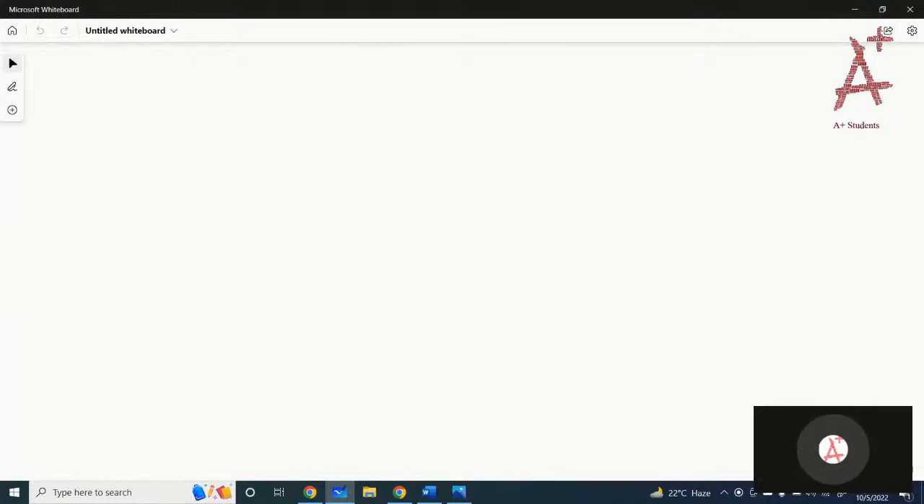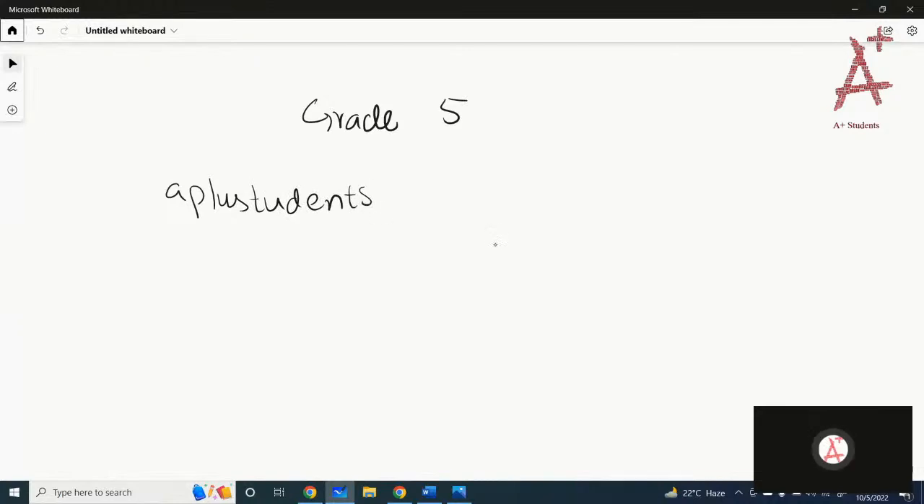So, today we are going to start with Grade 5 Maths. You can find all the topics on aplusstudents.com. Then you have to log in there using your email address and password as provided by the administrator.